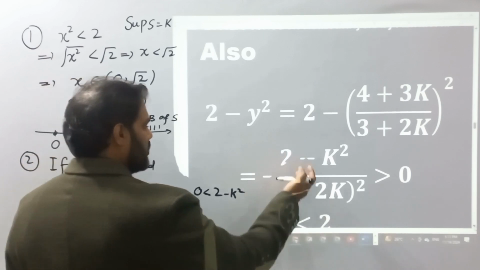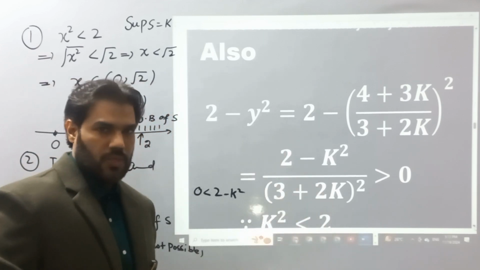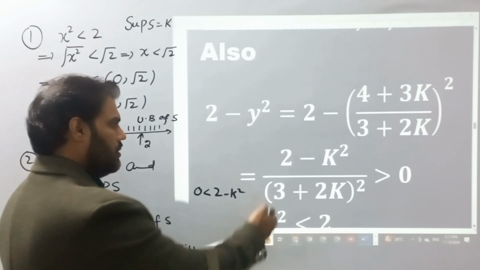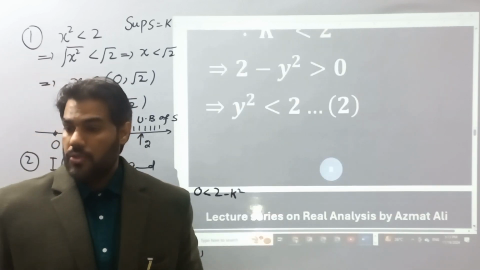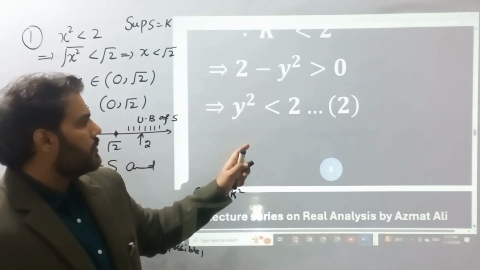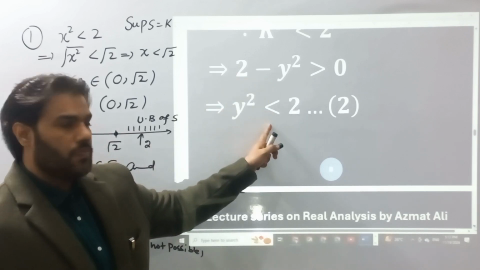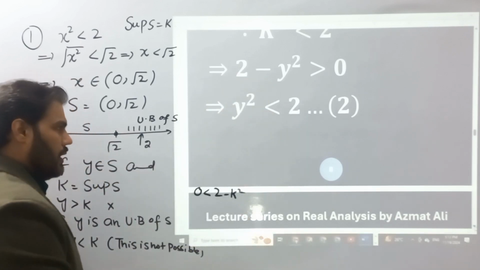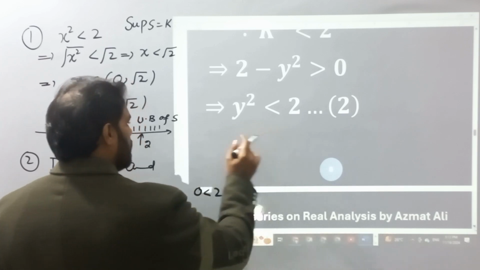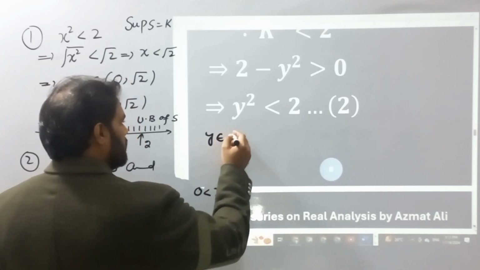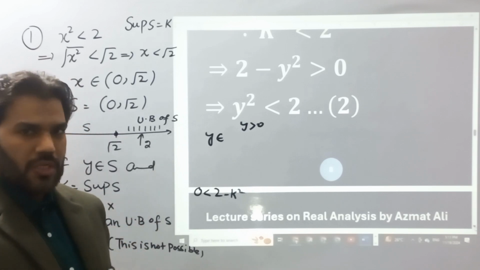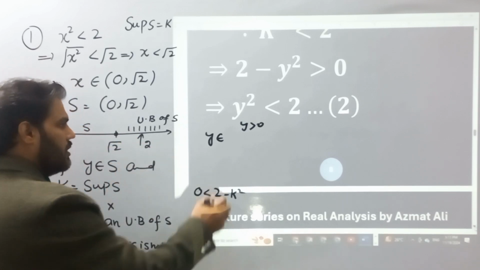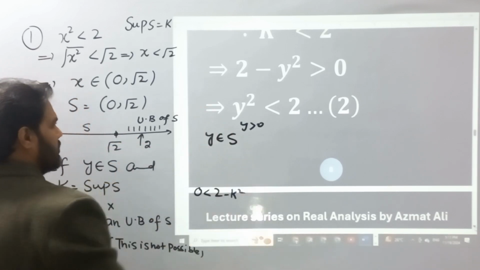So the numerator is positive and the denominator is a perfect square. So the final fraction is positive. This shows that 2 minus y square is positive, or in other words, y square is less than 2. Now, y square is less than 2, y is positive, y is a rational number. So these things show that y is an element of set S.